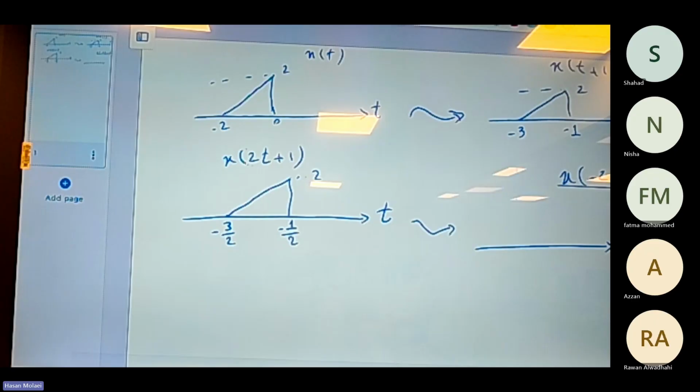Yeah, we need to do time reversal. It should flip or mirror this with regard to the vertical axis. After we do time shifting, after that scaling, after that time reversal. That's the process. You can do that.